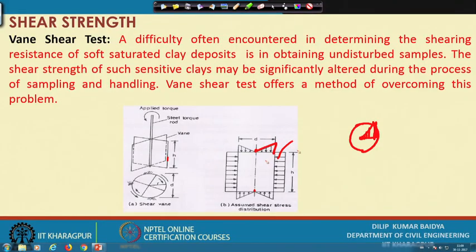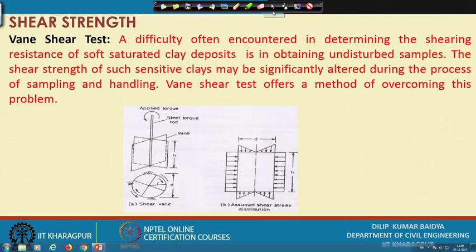We can use this, but instead we are considering an average shear strength: the same value Cu uniformly at this place, and Cu also here. Based on that, whatever external torque I have applied and whatever resistance is developed can be converted into torque, and the two equated. From there I can find out the shear strength of the soil. I will show those things in the next 1 or 2 slides.